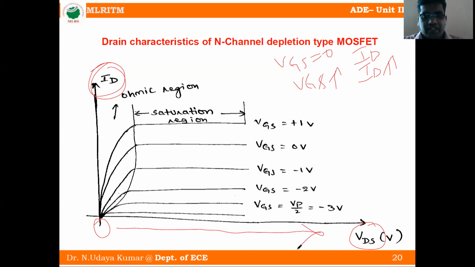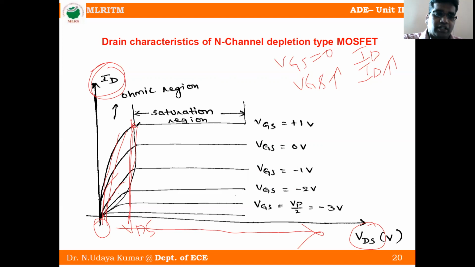Whenever VDS increases, ID increases. Correct? So whenever VDS increases, ID increases here. This is the ID increasing from 0 to some value, and it becomes constant at a certain value of VDS. So from this point, this VDS, from this point ID is constant.